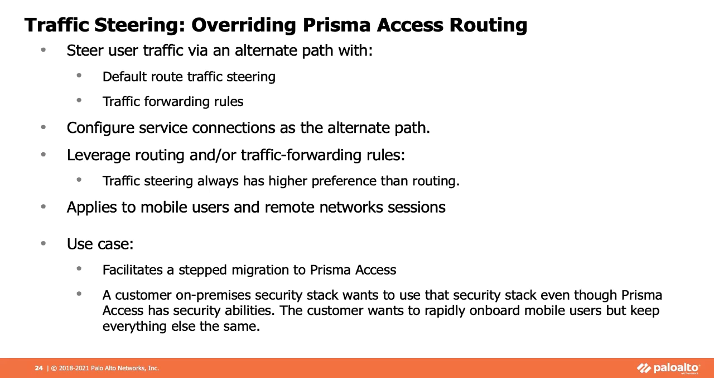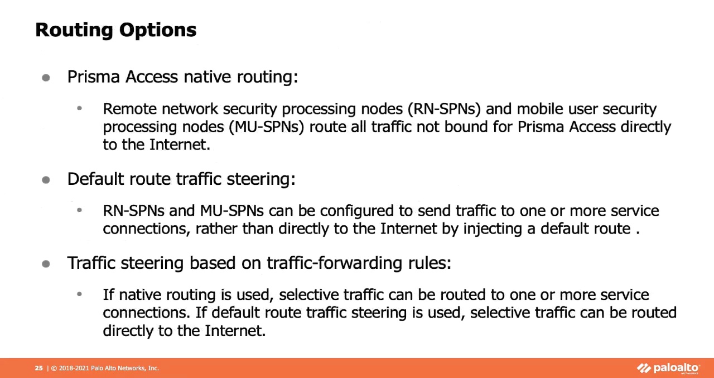Or we can use traffic forwarding rules, which then allows us to designate exactly which traffic we want to send in a different direction instead of everything. And you can use a combination of these. So the idea is a native routing: remote network users going through SPNs or mobile users going through the MUSPNs are going to route the traffic that's bound to the internet directly out to the internet.